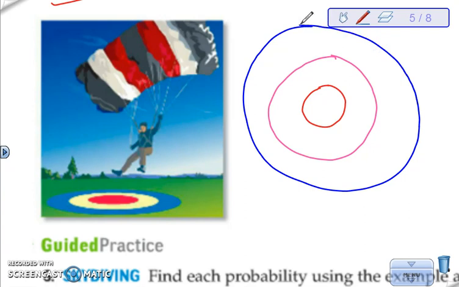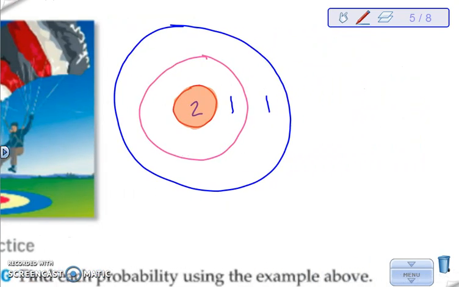We know that the red circle has a diameter of 2, and then each circle after that is 1 yard spread out. And it wants to know the probability that we land inside of the red circle. And so since we are talking about landing inside of a shape instead of along a line, that means we're going to have to use area. We know that the area of a circle is equal to pi times r squared. So for the red circle, if the diameter is 2, the radius is 1, so the area is just pi.